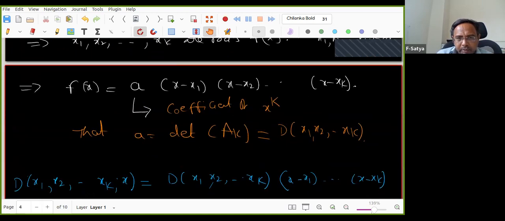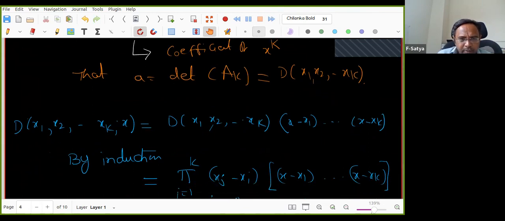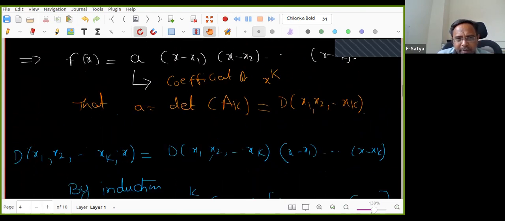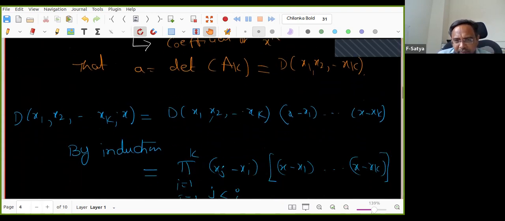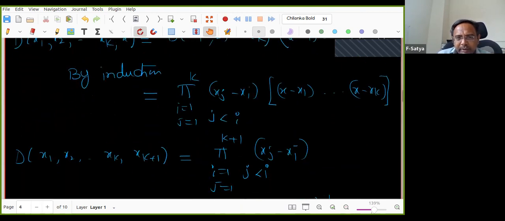But the quotient of x power k is a determinant of ak only, right? So that is the determinant of x1 to xk. So now this is equal to this into this value, d of x1 to xk, but we already know by induction this is equal to this much. Now this product, so we get the answer.